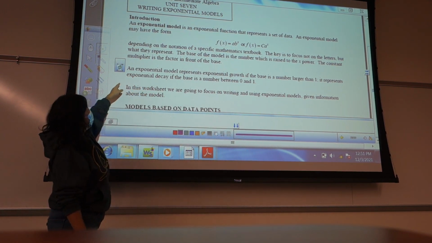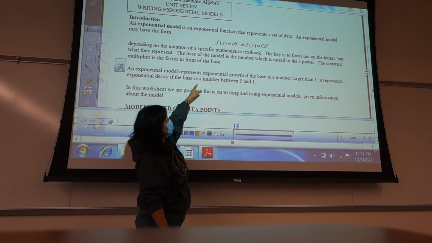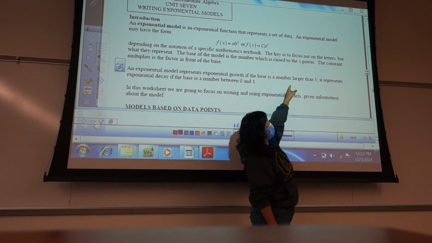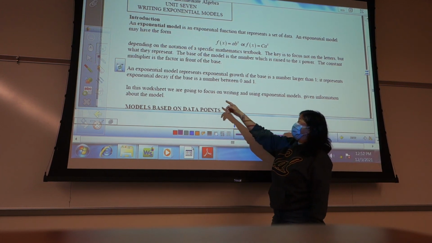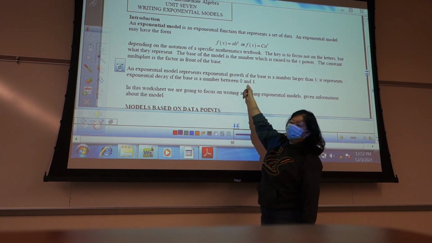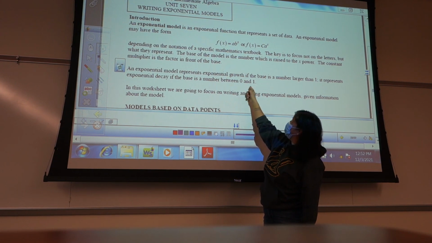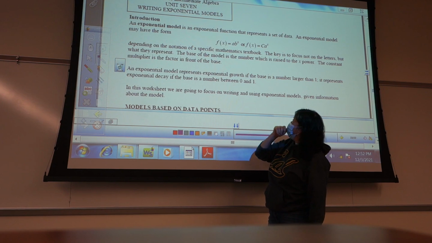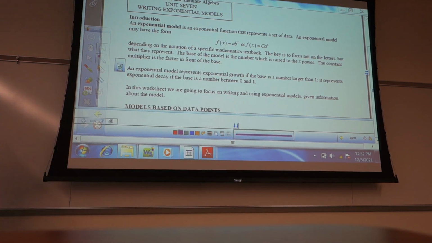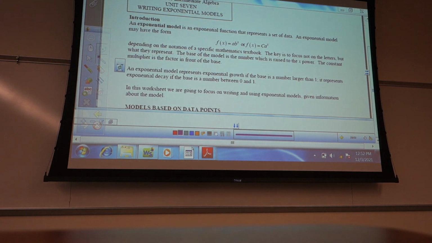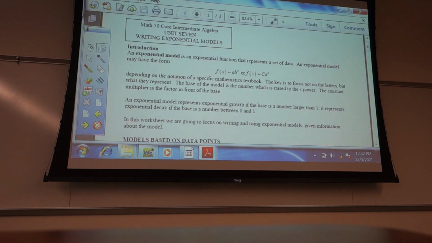Okay, so it grows if its base is larger than 1, right? And it represents exponential decay if the number is between 0 and 1. It can never be negative. On this worksheet we're going to focus on writing exponential models, given information about the models. So we're going to keep it nice and simple and straightforward.